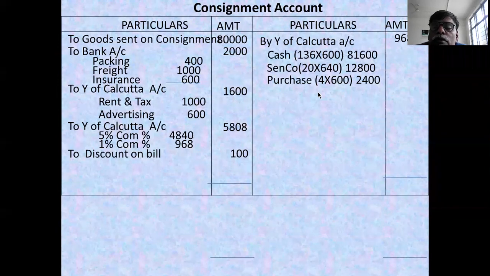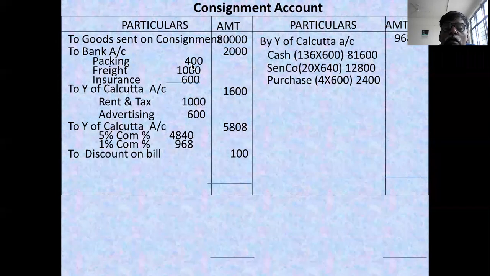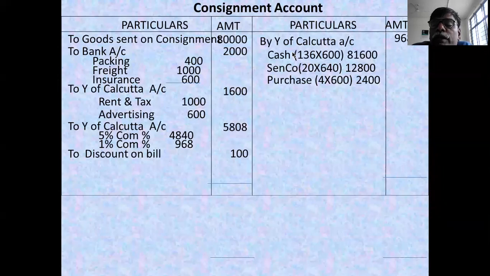Plus proportionate expense means you have to take the non-recurring expense. Rent is recurring, advertisement is recurring. Packing, freight, insurance, these three are the non-recurring expense, 2,000. 2,000 is the expense for 200 radios. What is the expense for one radio? Anyone tell me?